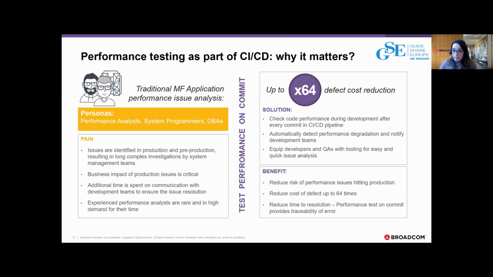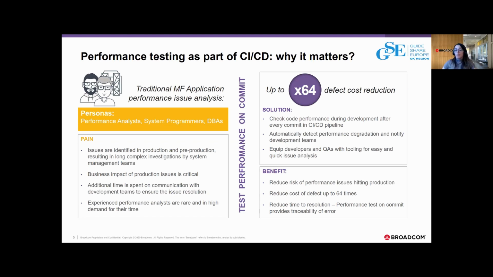And this helps not only to detect the issues right after they were introduced. You can also track the issues back to their cause more easily, because you know exactly what code change brought them. And according to studies, this technique can save up to 64 times on the overall cost of defect resolution when you remove all these bottlenecks and all the impact on the business of having performance issues in production.